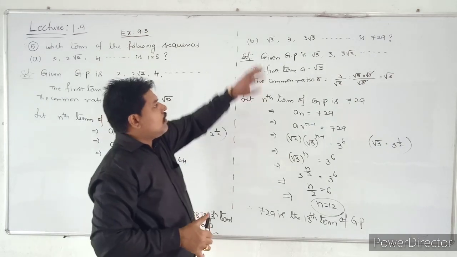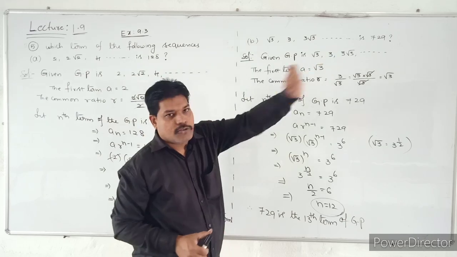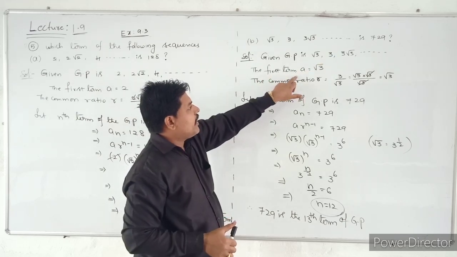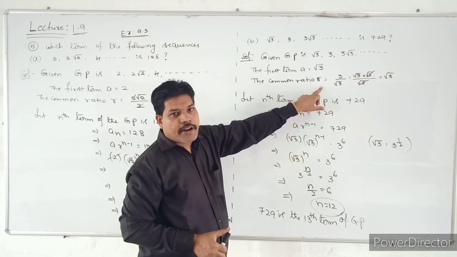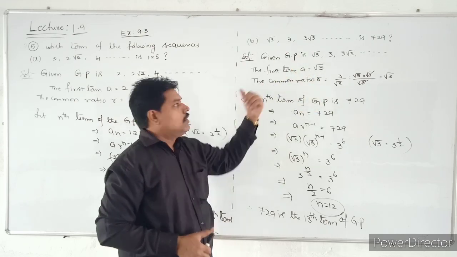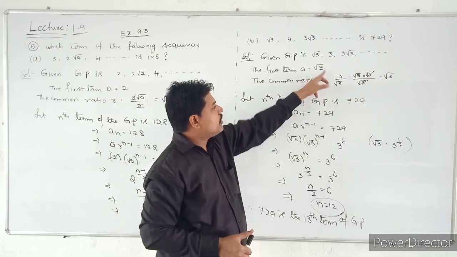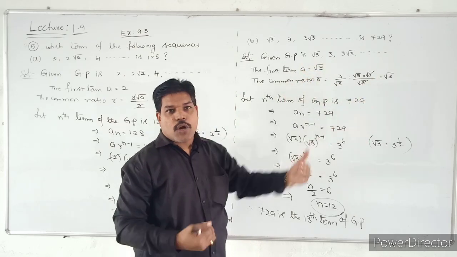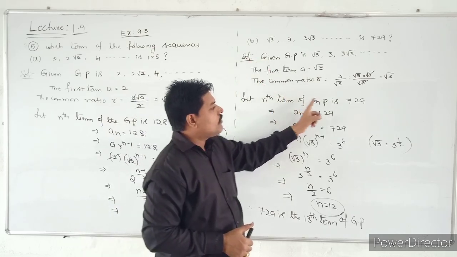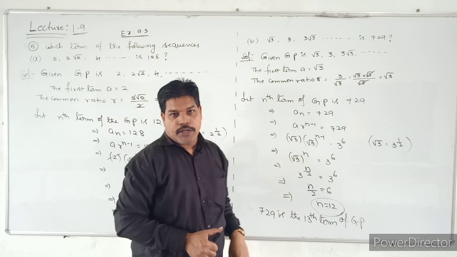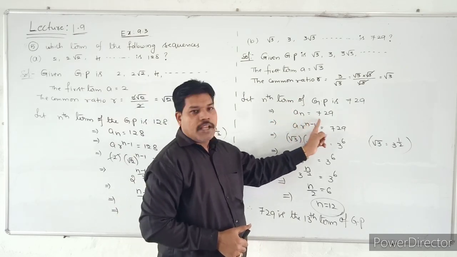Same question. First we write down the geometric progression: root 3, 3, 3 root 3, and so on. The first term I am taking as root 3. Next, the common ratio r is the second term by the first term, so 3 by root 3 becomes root 3. So a is root 3 and the common ratio is root 3. Take the nth term of the GP as 729, with the nth term formula a into r power n minus 1.